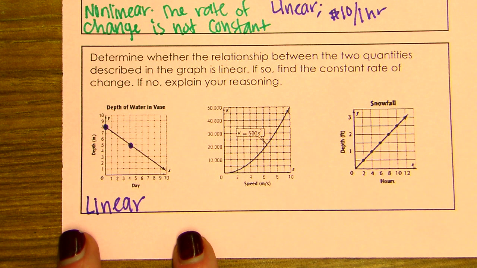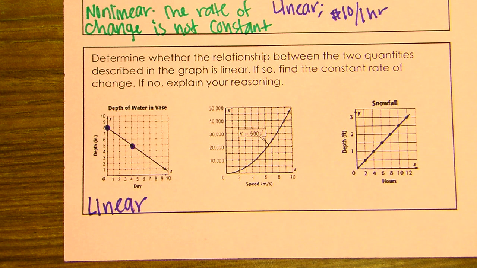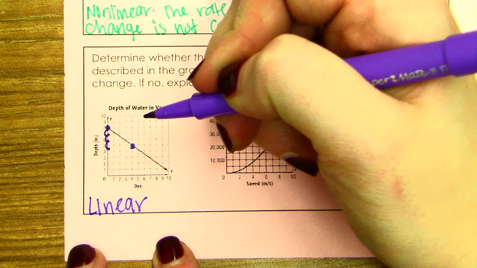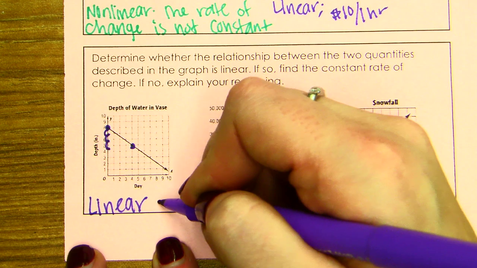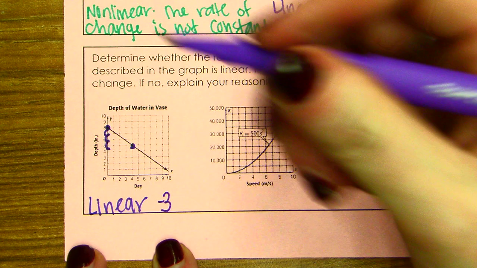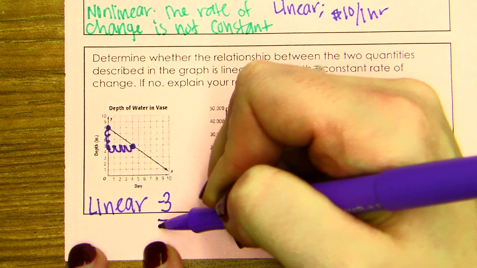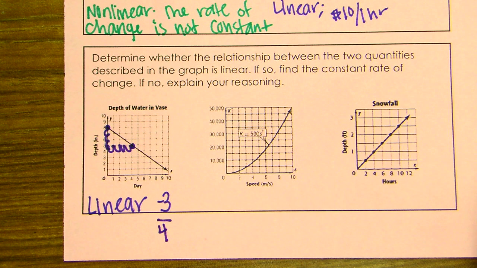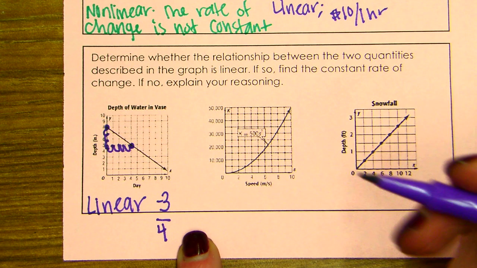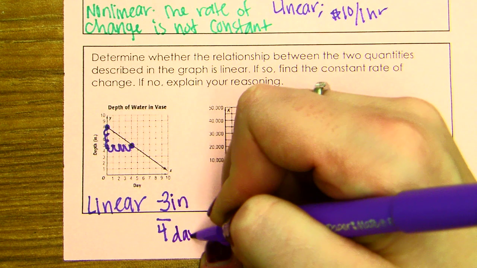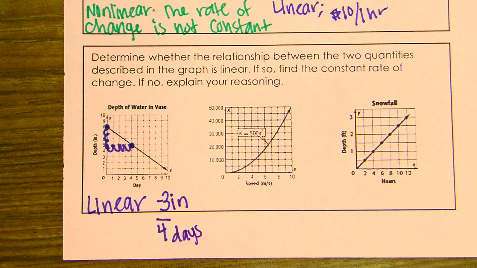The change in the y value is how far up or down it's moving. From this dot to this dot, it goes 1, 2, 3. It goes down 3, so I'm going to use a negative 3. And it goes to the right 1, 2, 3, 4. So the change in x is 4. The change up or down is the change in the y value. The change right or left is the change in the x value. So it's linear. The rate of change is negative 3 over 4, and I should add units. It's negative 3 inches in 4 days. So this vase is losing 3 inches of water every 4 days.